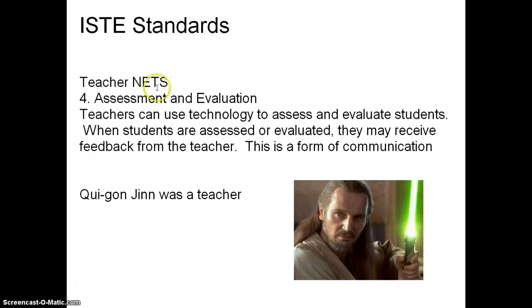Then for the teacher in NETS, an example would be the number 4, assessment and evaluation. Teachers can use technology to assess and evaluate students. So when we assess and evaluate students, we give them feedback, which is a form of communication.